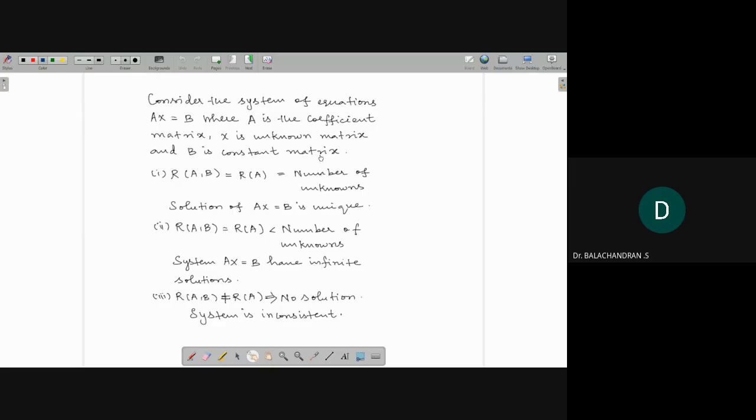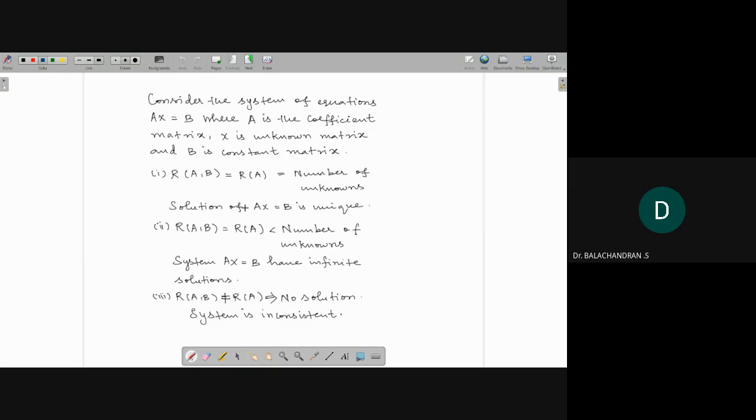Okay. So I think we discussed Rouché's theorem in the class. Here I will repeat the concepts of Rouché's theorem. Consider a system of equations Ax = B, where A is a coefficient matrix, X is the unknown matrix, and capital B is the constant matrix. Suppose the rank of [A, B] is equal to the rank of A, which is equal to the number of unknowns, then the system Ax = B has a unique solution.